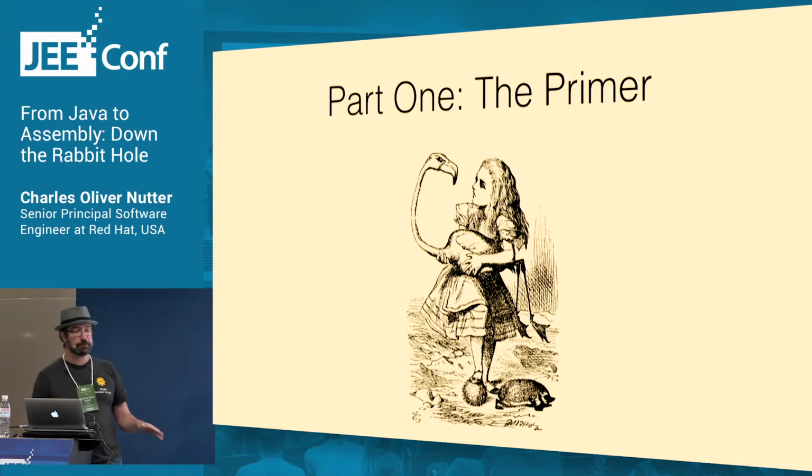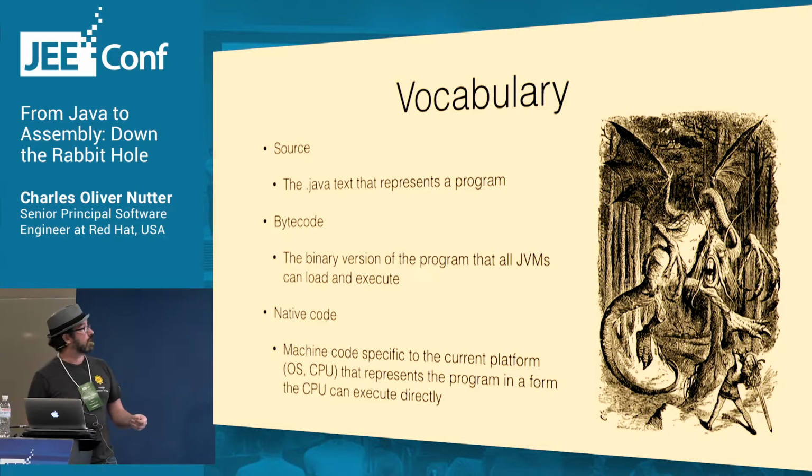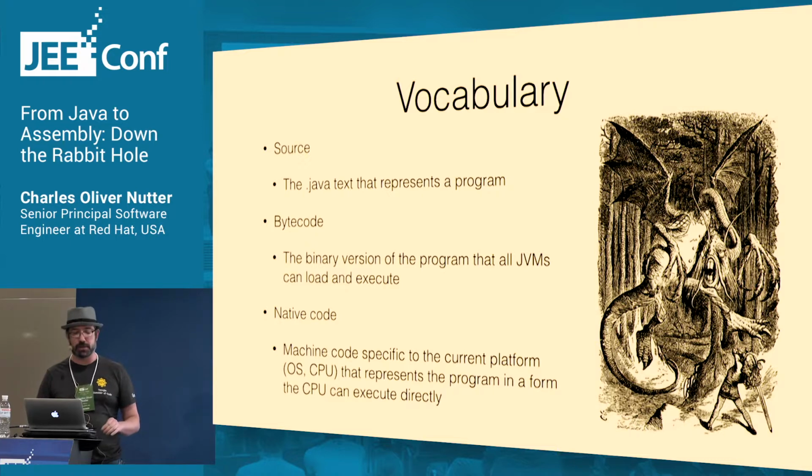Short primer here. So a little vocabulary. Of course, in our world, source code is all just the Java text that we write. In many languages, that's the last step of writing your code. You run the source directly, as with Python or Ruby, for example. But in our case, we have to do a compile step. We compile it down to bytecode. And this is the binary form that works across all JVMs, a platform-independent representation of our Java code.